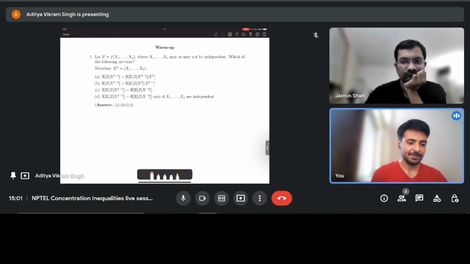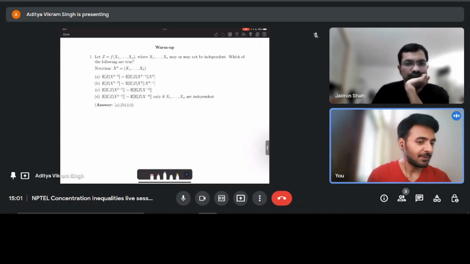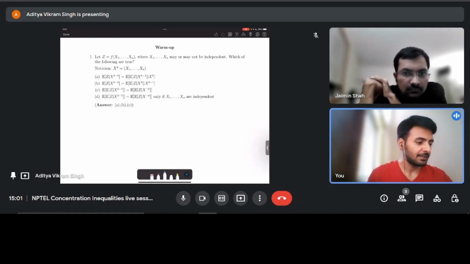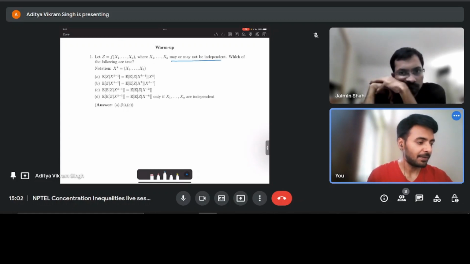Okay, since this assignment involves a lot of conditional expectation, let us warm up a little bit. This is a warm-up question. Suppose z is a random variable f of x1 to xn, where x1 to xn may or may not be independent, and this is the standard notation from the lecture. Which of these options are correct?